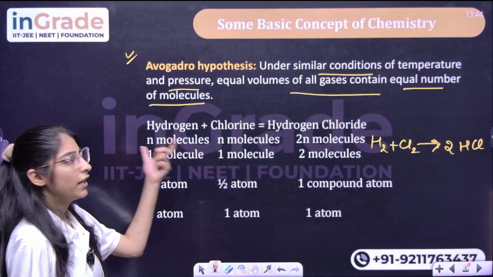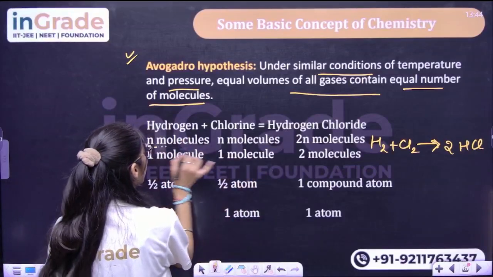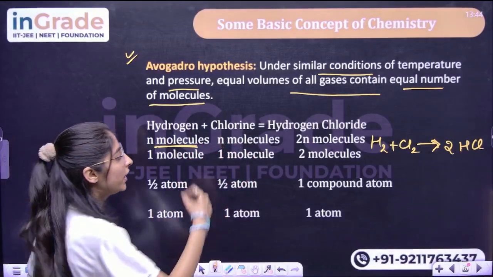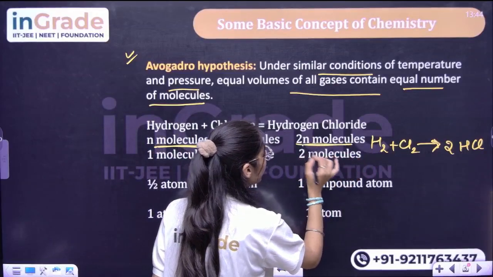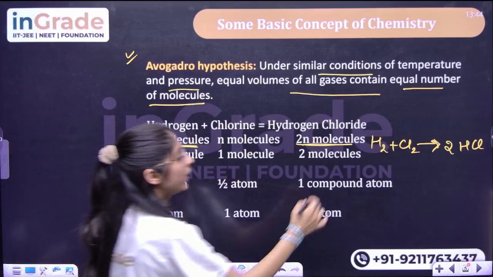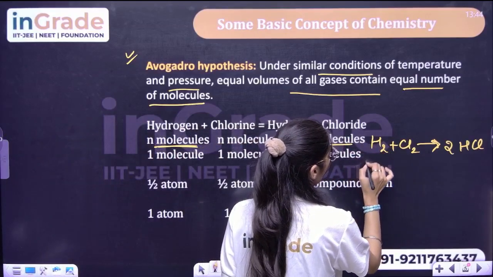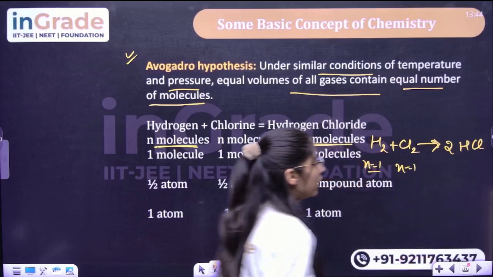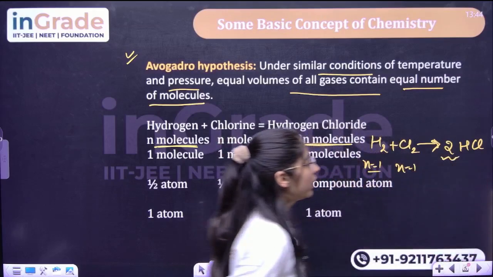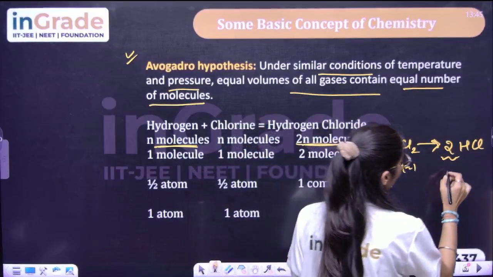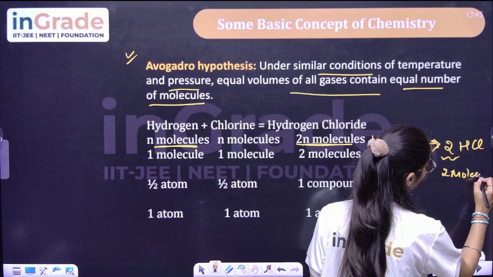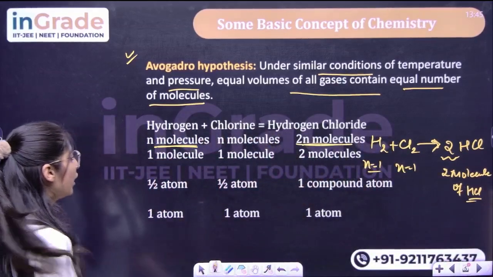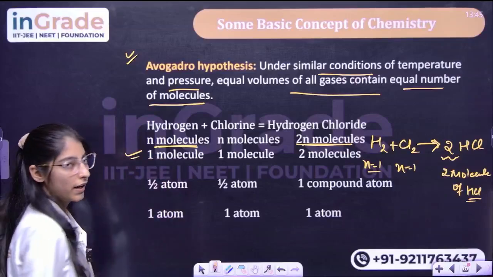It says that if n molecules of hydrogen gas react with n molecules of chlorine gas, then they are going to produce 2n molecules of HCl. Simply see here, if the stoichiometric coefficient is 1, I would say n is equal to 1 here, and for Cl2 n is equal to 1. So the coefficient present in HCl is 2, which means 2 molecules of HCl are present. If you are taking it in the form of molecules, as I told you, this is going to be the same.